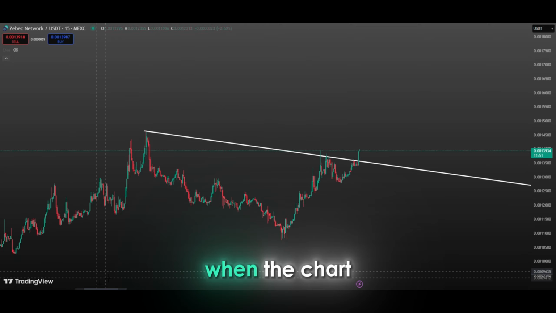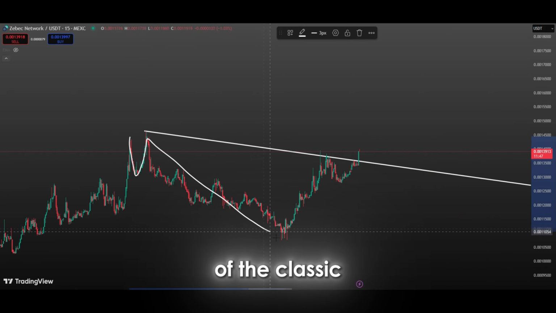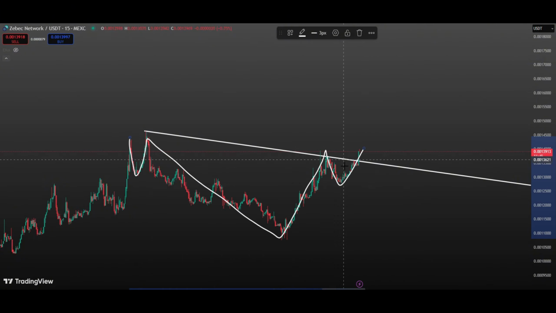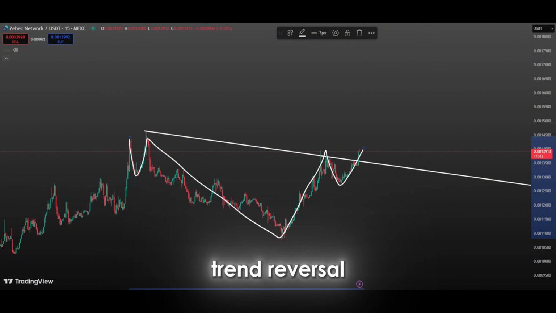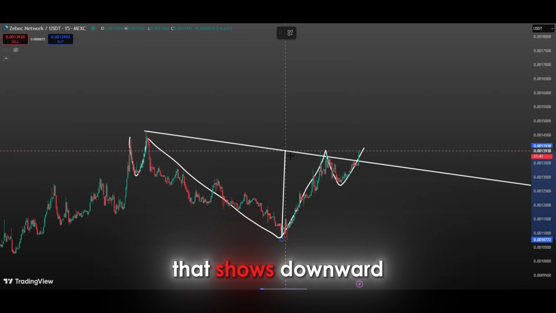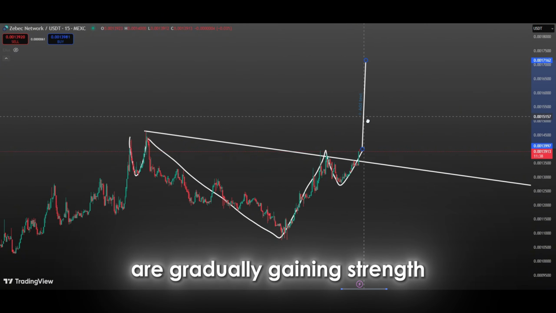Stay tuned. When the chart is examined carefully, we can clearly observe the formation of an inverse head and shoulders pattern, which is one of the classic technical analysis formations and typically indicates the end of a downtrend, signaling a potential trend reversal. This formation is considered a strong technical structure that shows downward pressure in the market is weakening and that buyers are gradually gaining strength.